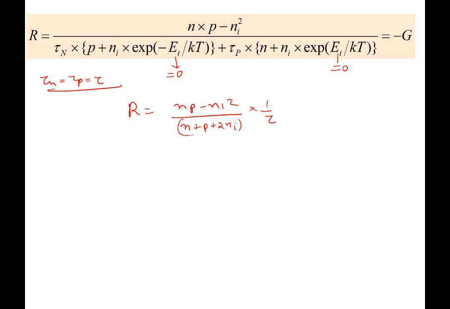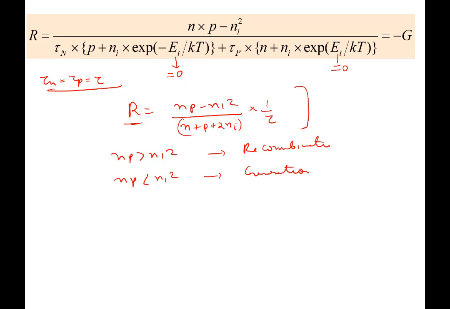Now, if R is positive, it gives us the recombination, which means if np is larger than ni squared, we have recombination, according to this expression. If np is less than ni squared, we have generation. Right? So we have a general expression for how recombination and generation occurs.